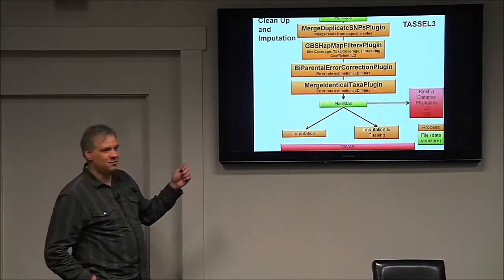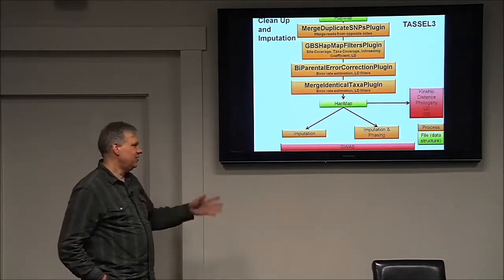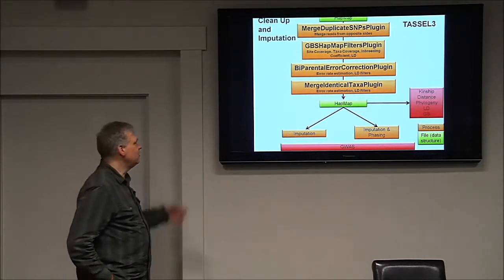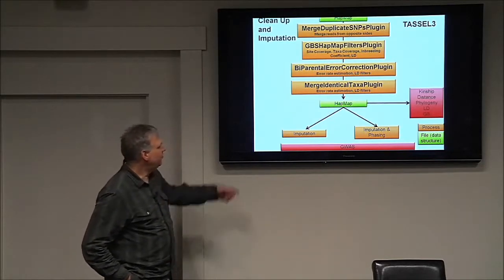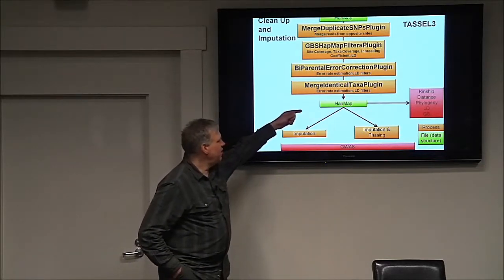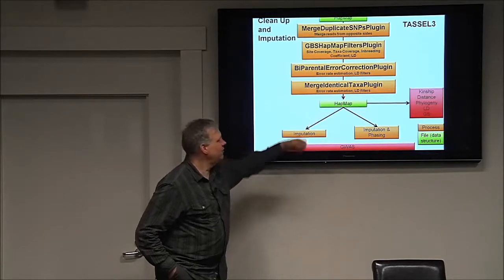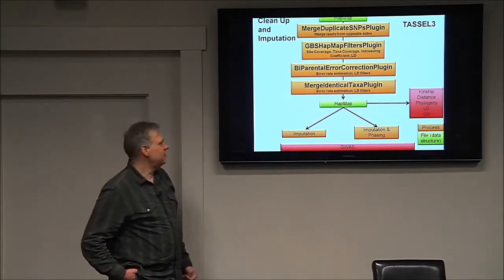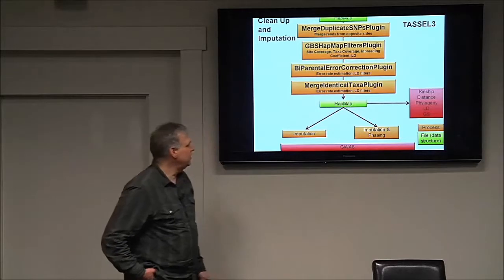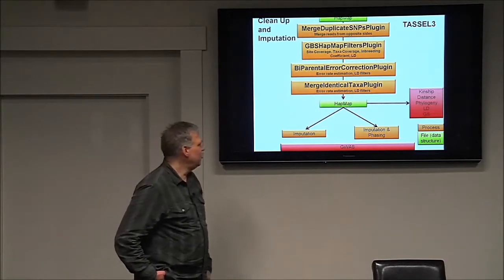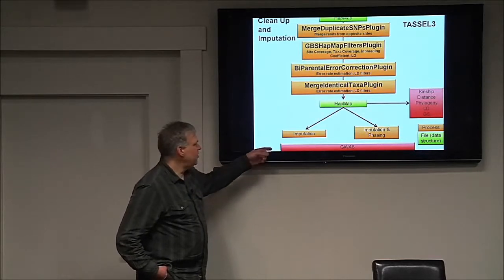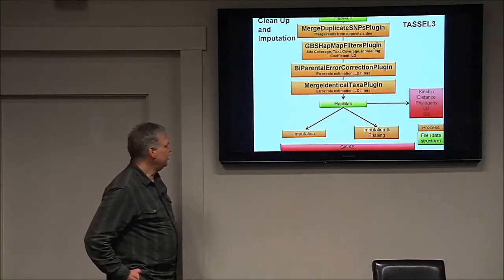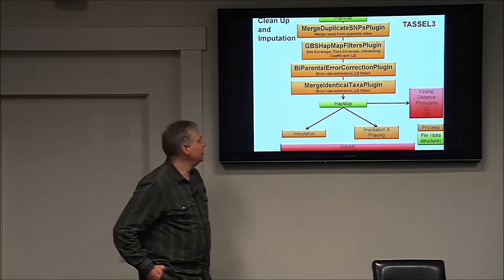And then the merge identical taxa plugin is what lets you merge things that have the same name. So if we call things B73, but we've run them multiple times, we can use this to merge them together. Once you get that filtered data, you could be ready, even without imputing, to estimate kinship or genetic distance, construct a phylogeny, calculate LD, or do genomic selection. But if you want to do GWAS, you're going to have to do some kind of imputation, or sometimes even imputation and phasing.